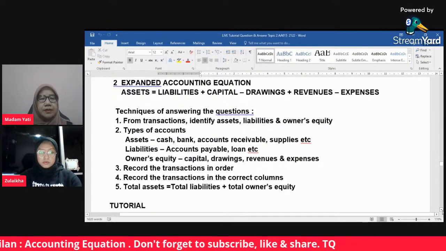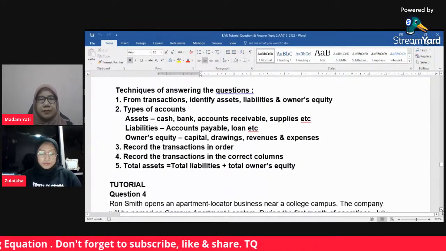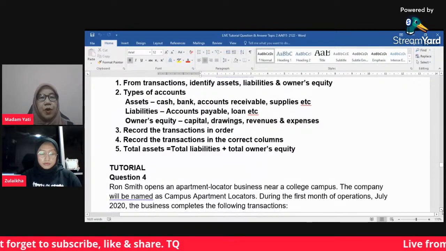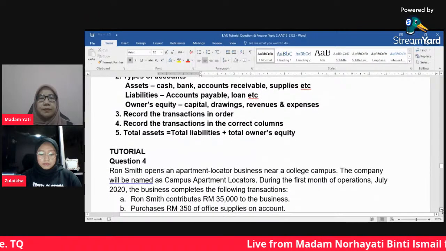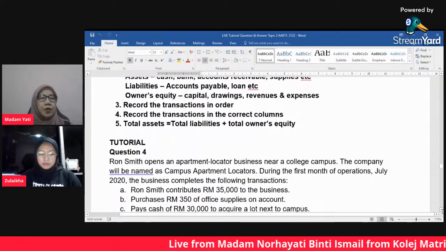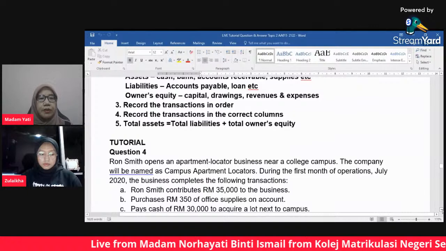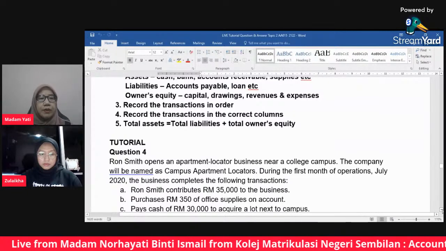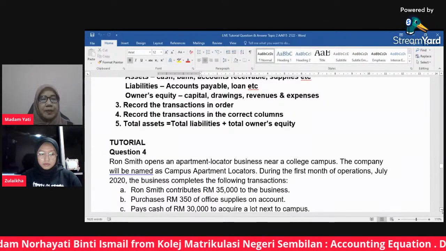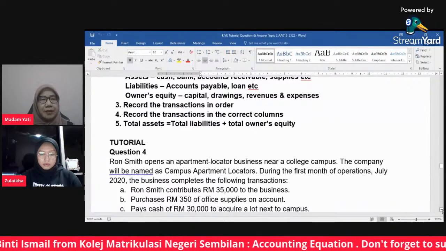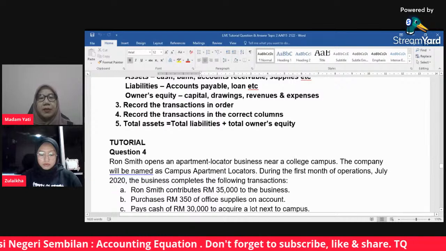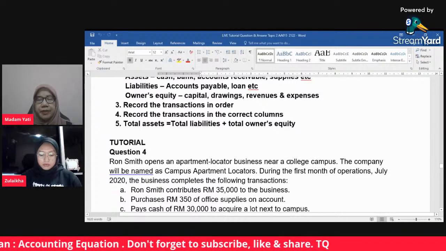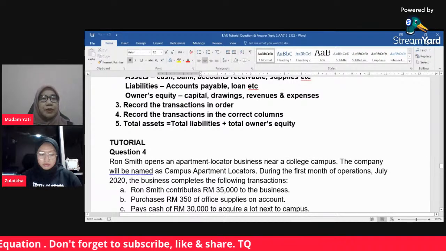So we discuss. Okay, look at the question. This one we go to question 4. Ron Smith. So Ron Smith is the owner. The owner opens an apartment locator. Apartment locator is an apartment placement service. He provides placements. Okay, business near a college campus. Usually a college campus has students who want to rent apartments.